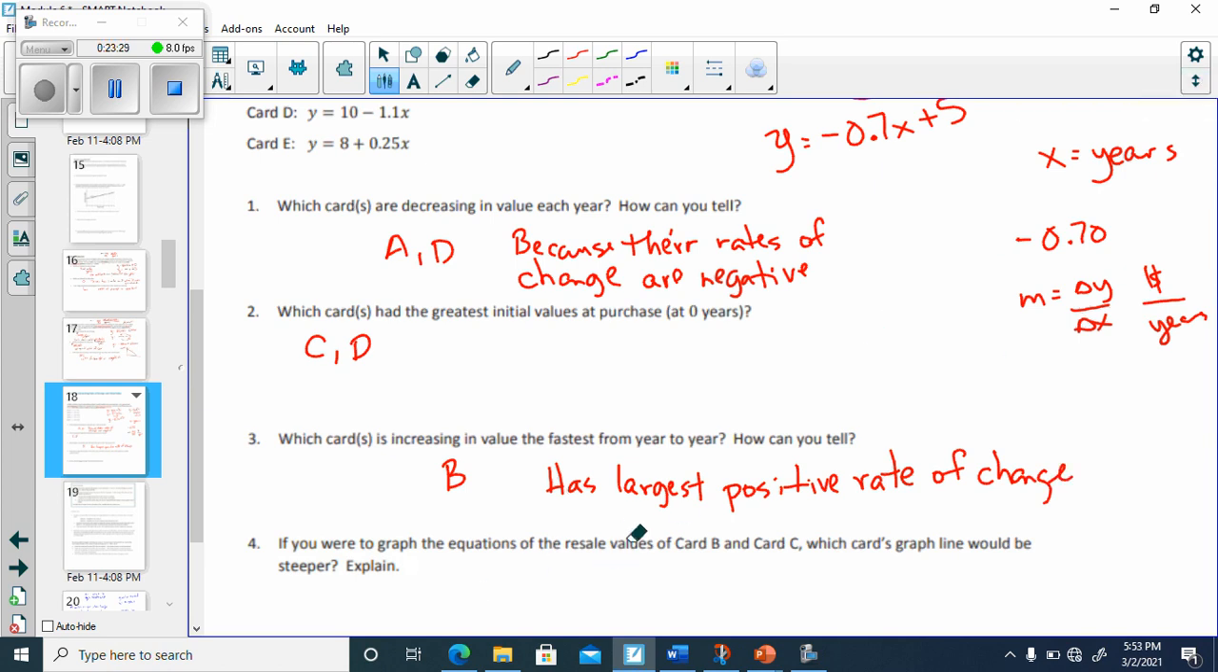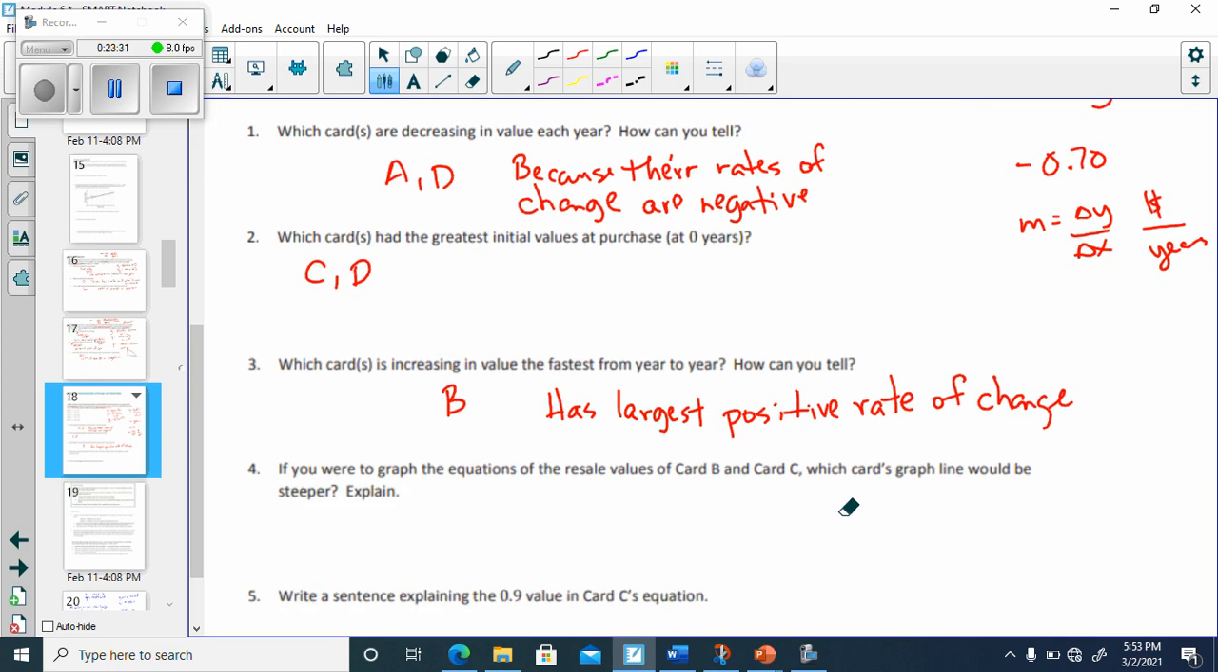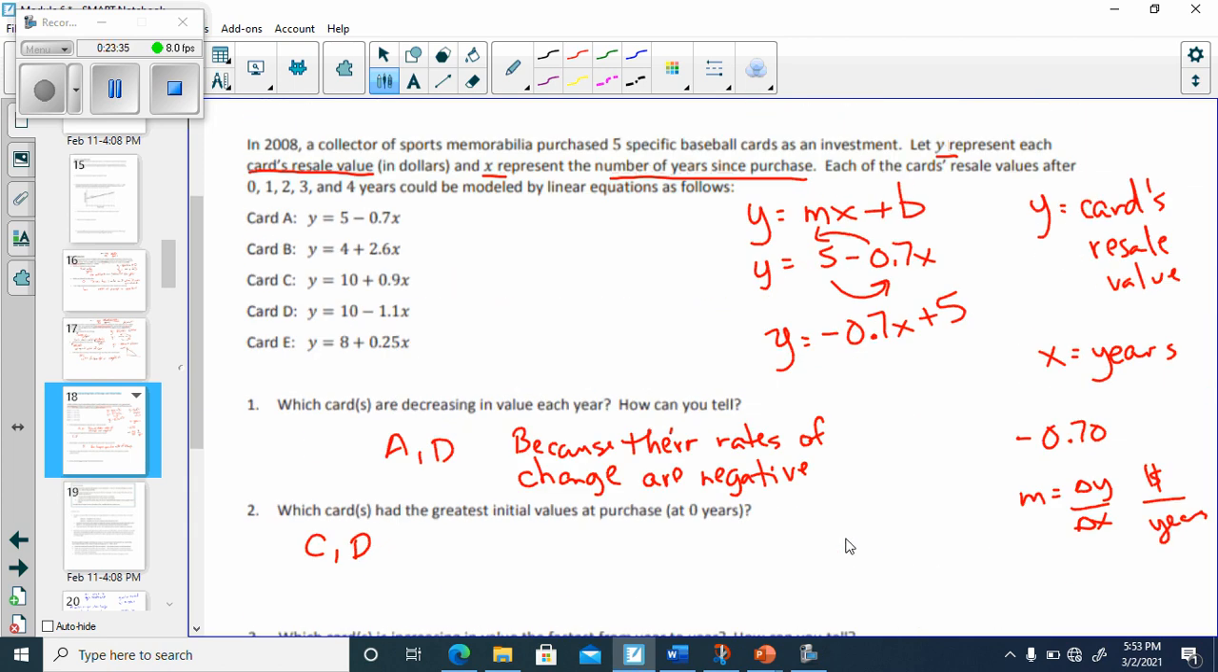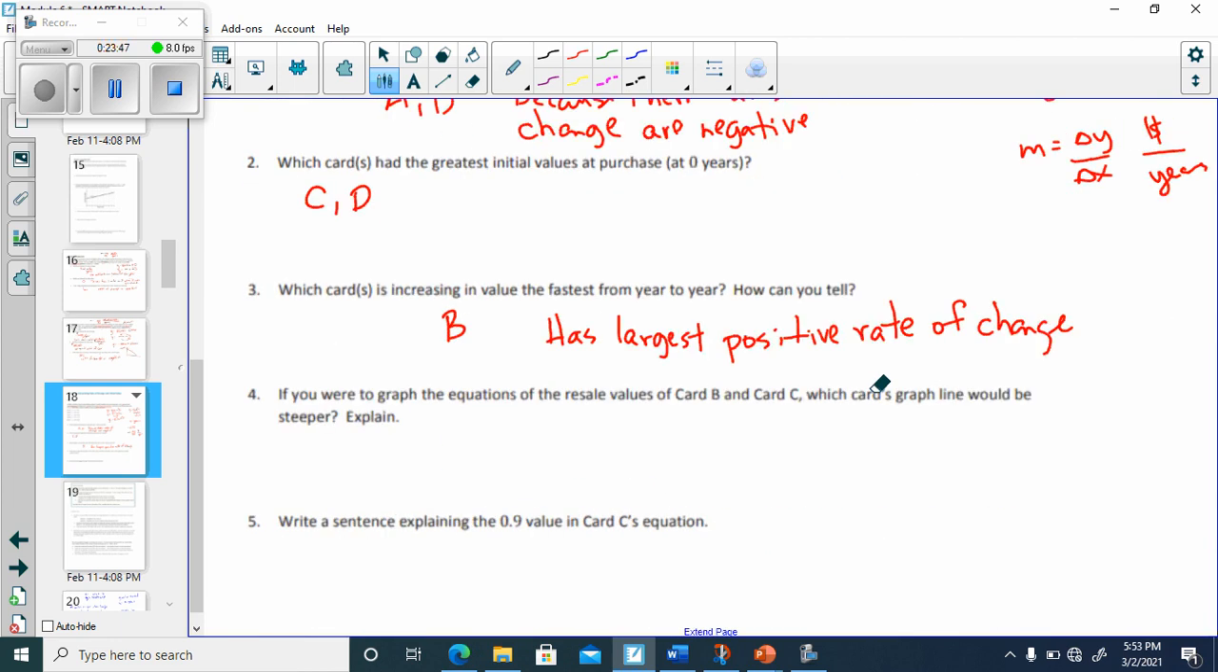If you were to graph the equations of the resale values for cards B and C, which card's graph line would be steeper? Well, let's look at B and C. B is going up $2.6 per year. C is going up 9/10 of a dollar per year. So B is going up faster, isn't it? Okay.